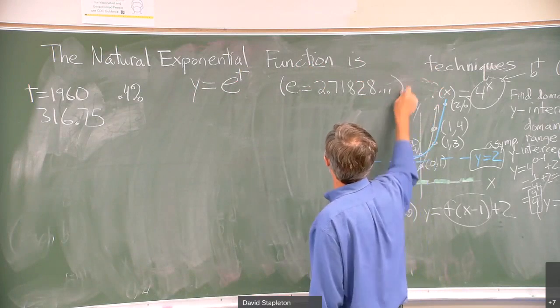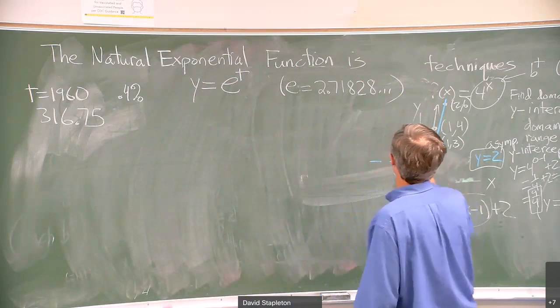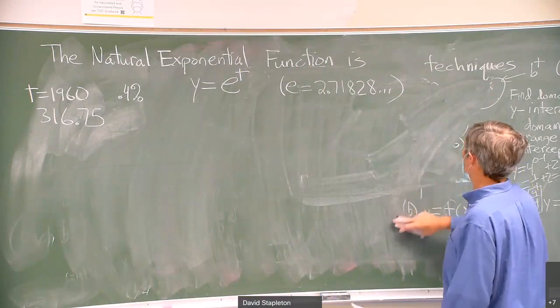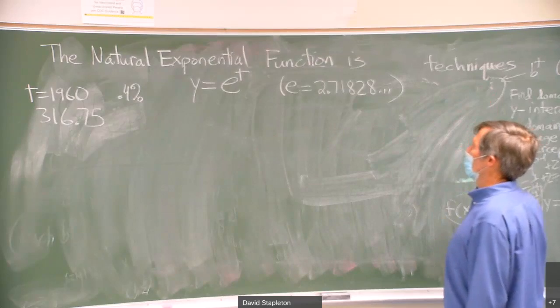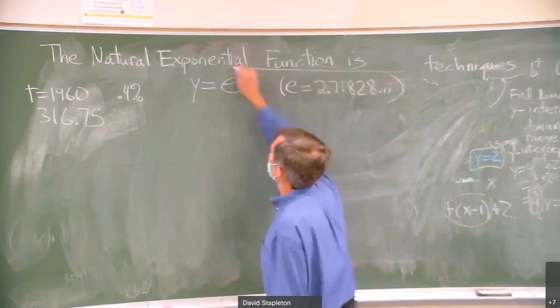going on forever without a continually repeating pattern. It's like pi. For that reason, we call it an irrational number. Can't write it as a fraction, so you just have to write it as a bunch of decimal places. And this one comes into play here.